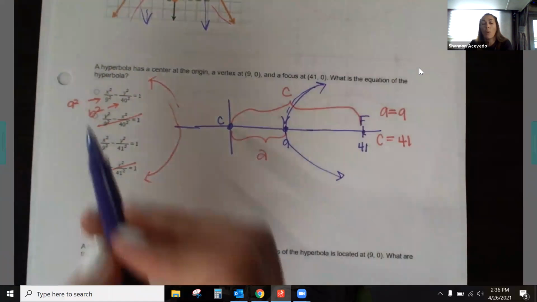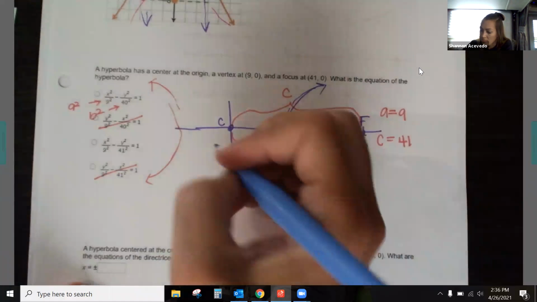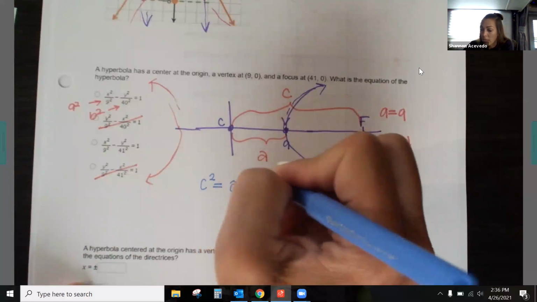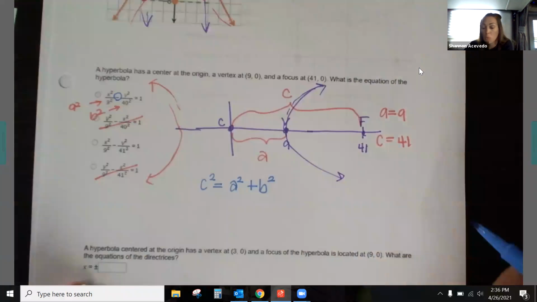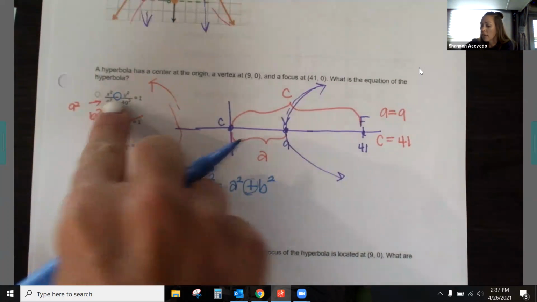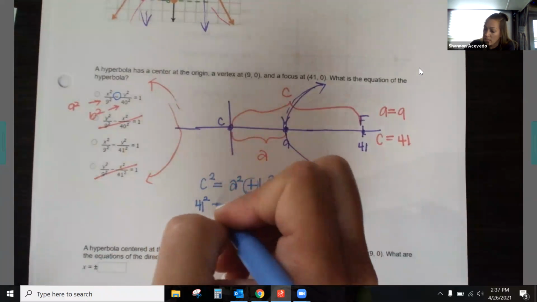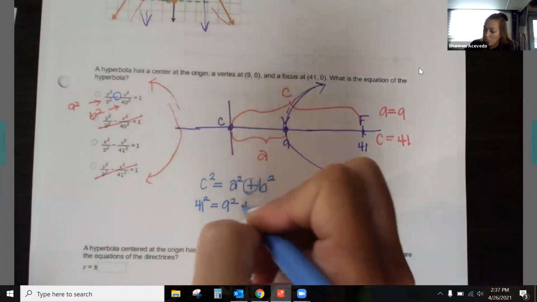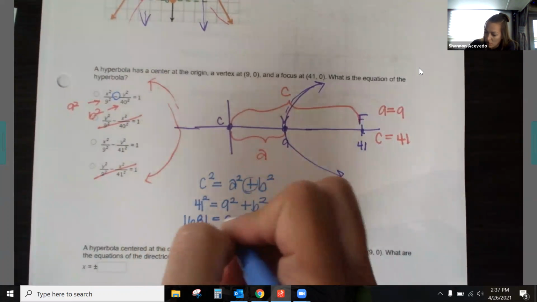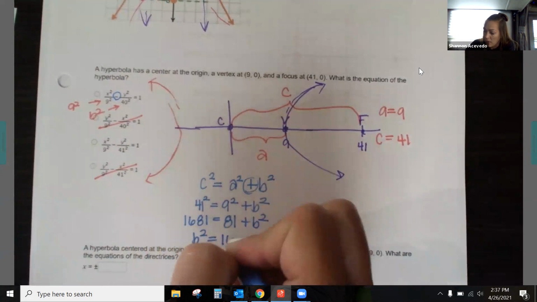Well, I need to know what B is. And the things that I do know is that C squared is equal to A squared plus B squared. Now remember, hyperbolas have the minus in between, so then it's a plus here. They're always the opposite. When it was an ellipse, it was a positive here and a negative here. So I know C is 41 squared is equal to 9 squared plus B squared. 1,681 is equal to 81 plus B squared. This tells me that B squared is going to equal 1,600.